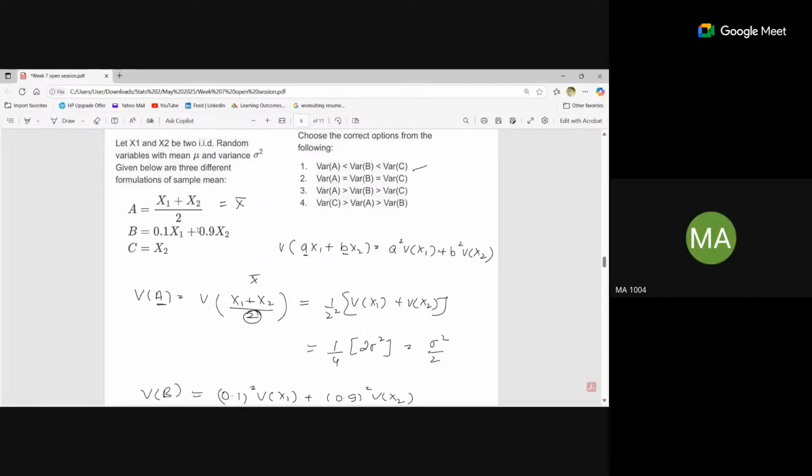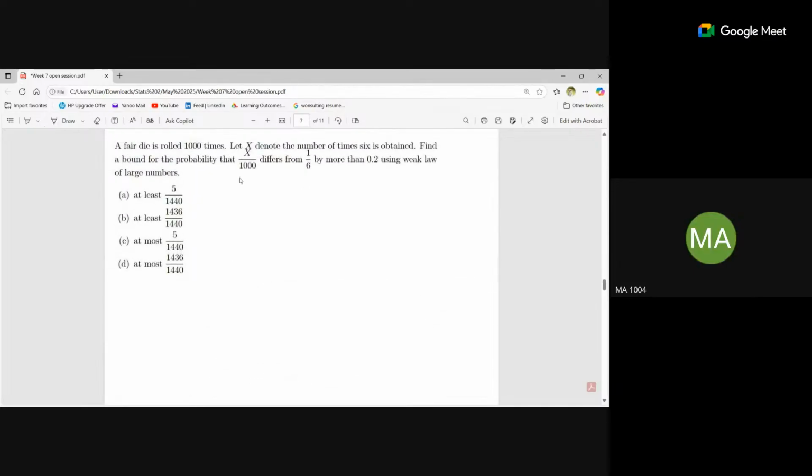Now, a fair die is rolled 1,000 times. Let x denote the number of times 6 is obtained. Find a bound for the probability that x by 1,000 differs from 1 by 6 by more than 0.2 using the weak law of large numbers. Solve it and tell me the answer.